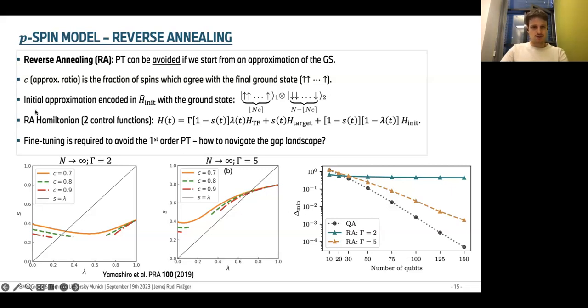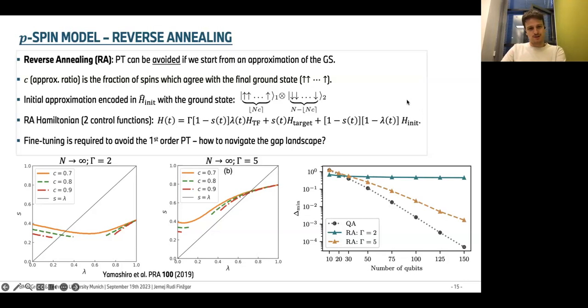And what you then do is you come up with this reverse annealing Hamiltonian, which has 2 control functions instead of 1, and which basically begins in this H init, a Hamiltonian that has this initial state as its ground state, before turning on this transverse field Hamiltonian, which is typically seen in quantum annealing protocols, and then ramping up this target Hamiltonian. So basically, you have a linear or a quadratic decrease in H initial, an increase and then a decrease in the transverse field Hamiltonian, and a steady increase in the target Hamiltonian.